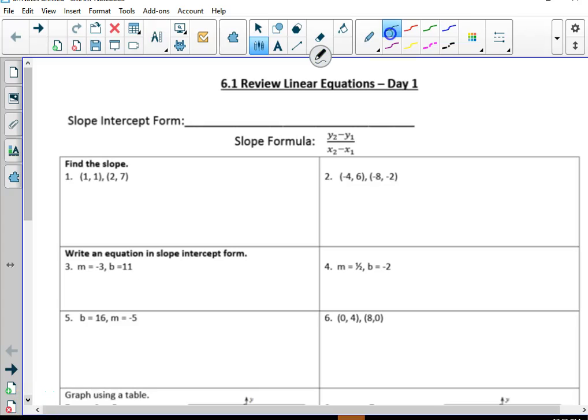So, 6-1, slope-intercept form. Y equals mx plus b. M is the slope, and b is the y-intercept. M is your slope, b is your y-intercept.